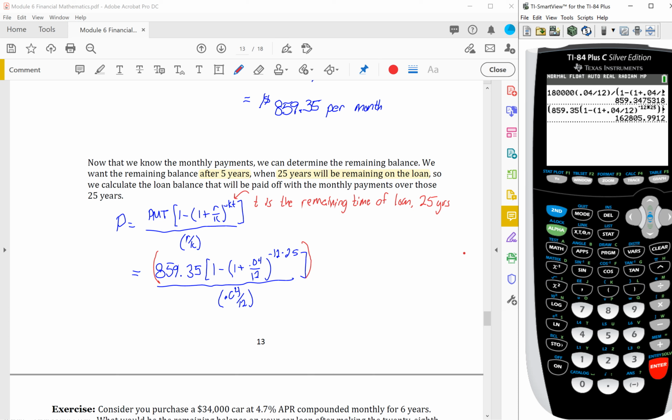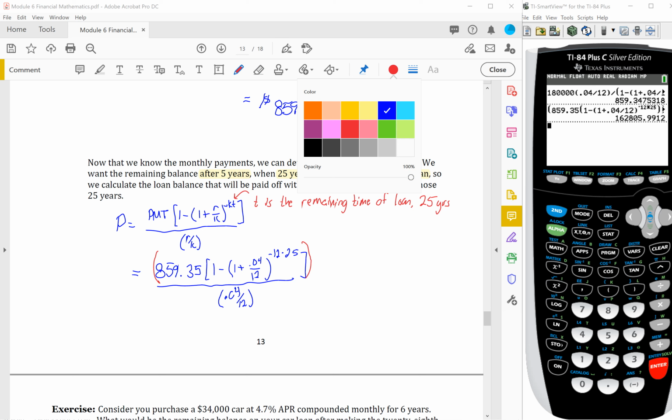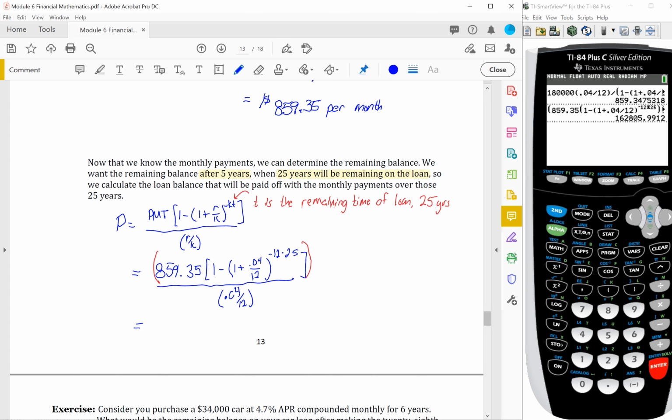Okay. And what I'm calculating now is that for the remaining 25 years that we'll be paying for this loan, if we kept paying for it, the remaining balance would be $162,805. And if I round to the nearest penny, 99 cents remaining on your loan after 5 years of paying on it. Okay, let's look at another example.